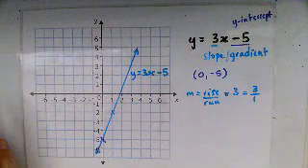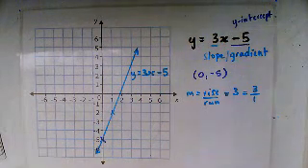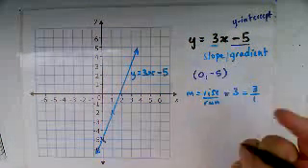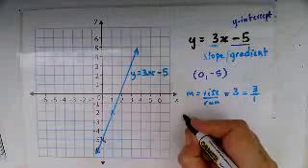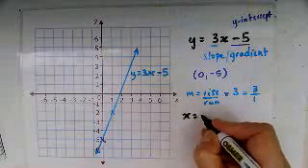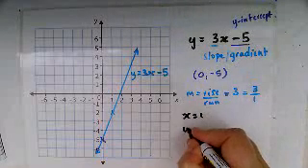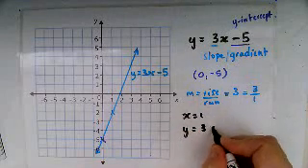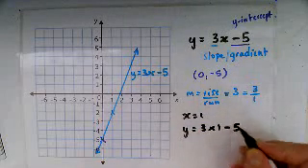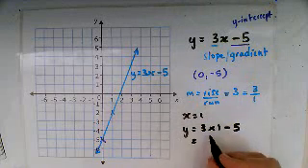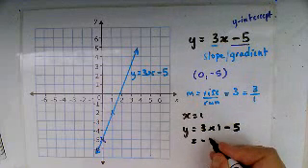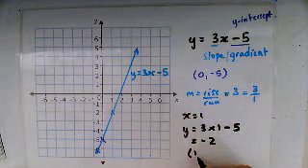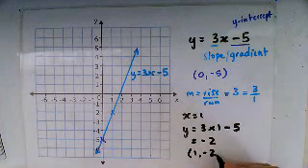The other way you could do it, if you wanted to choose another point, is to do what you're used to doing, which is substituting values into the equation. So you could go, alright, I've got 1 point here. Now I want to go when x equals 1, y equals 3 times 1 take 5, which equals 3 take 5, which is negative 2. So therefore the point to plot would be x is 1, y is negative 2.